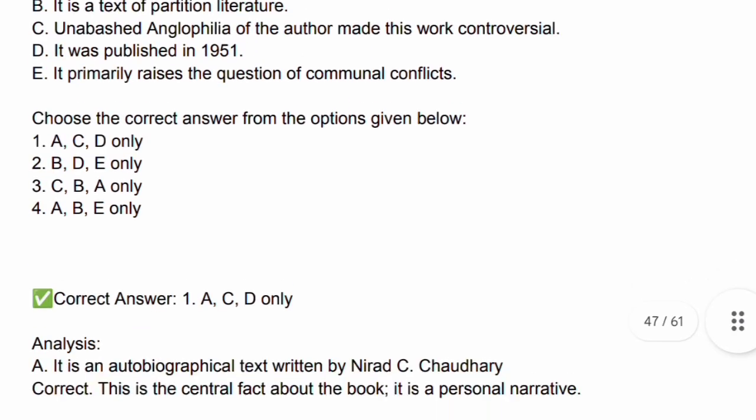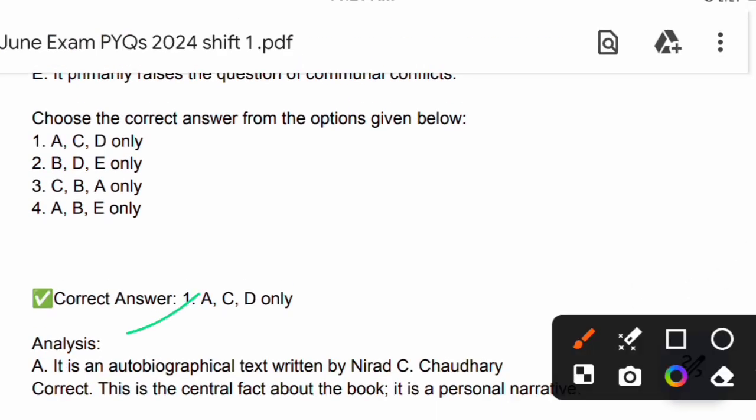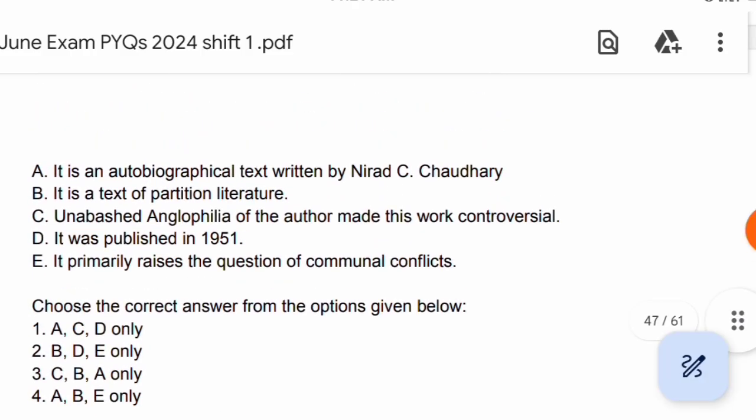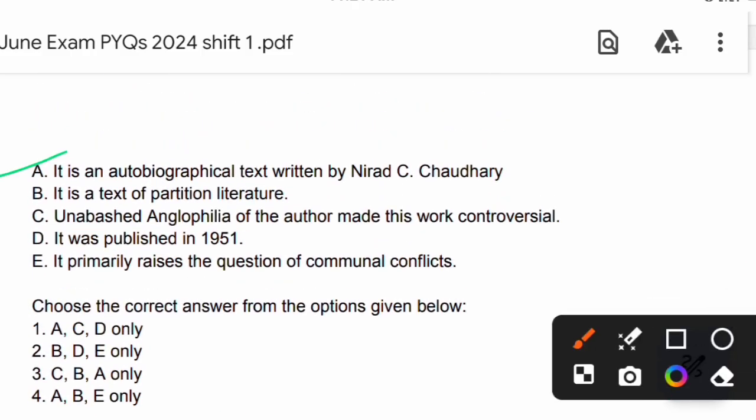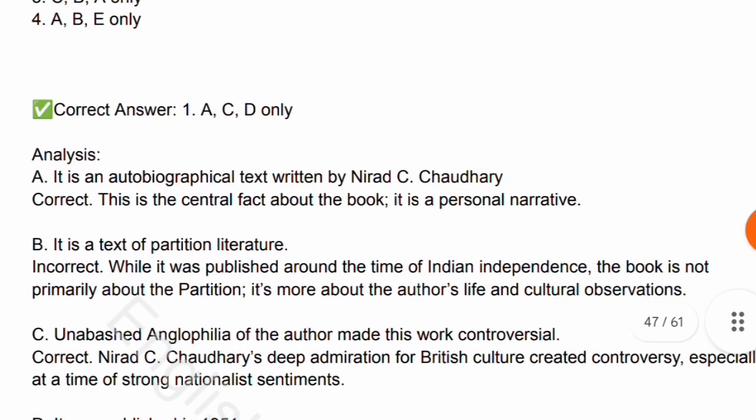So the correct answer of this question is going to be option 1, A, C and D only. A: it is an autobiographical text written by Nirad C. Chaudhuri. Do remember, the Autobiography of an Unknown Indian is by Nirad C. Chaudhuri. C: unabashed Anglophilia of the author made this work controversial. And D: it was published in 1951. These are the correct statements about this work. Let's move on to the next question.